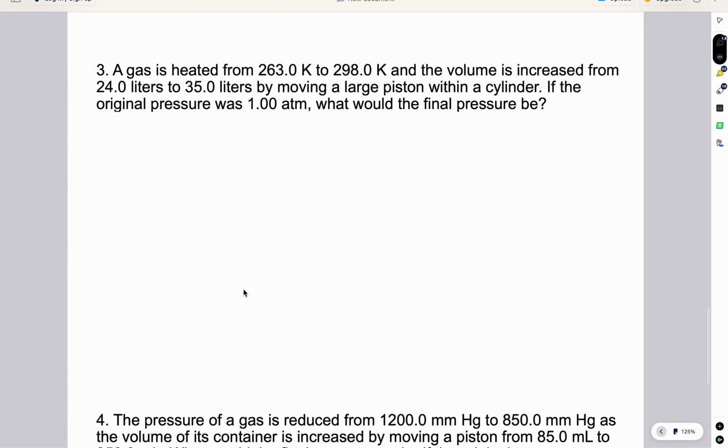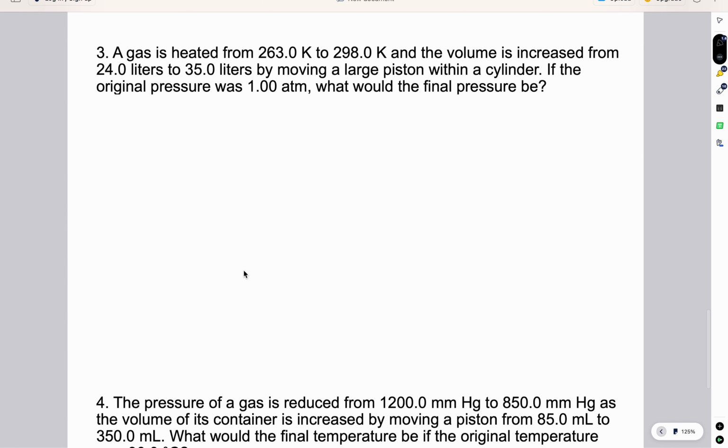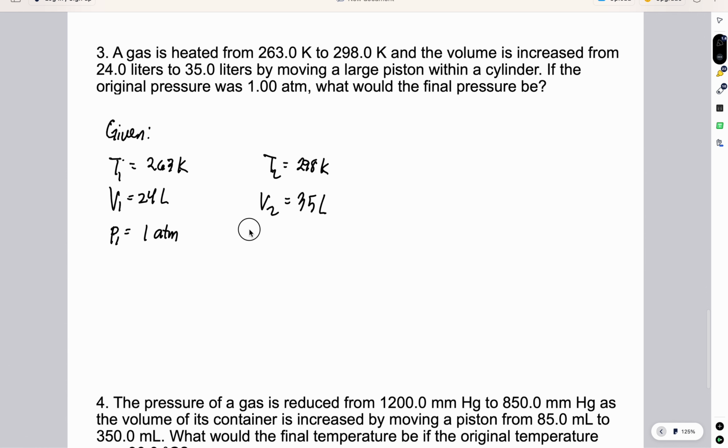A gas is heated from 263 Kelvin to 298 Kelvin. So this is a hint in the givens here. Temperature 1 is 263 Kelvin and T2 is 298 Kelvin. And the volume is increased from 24 liters to 35 liters. If the original pressure is 180 mmHg, what is the final pressure?